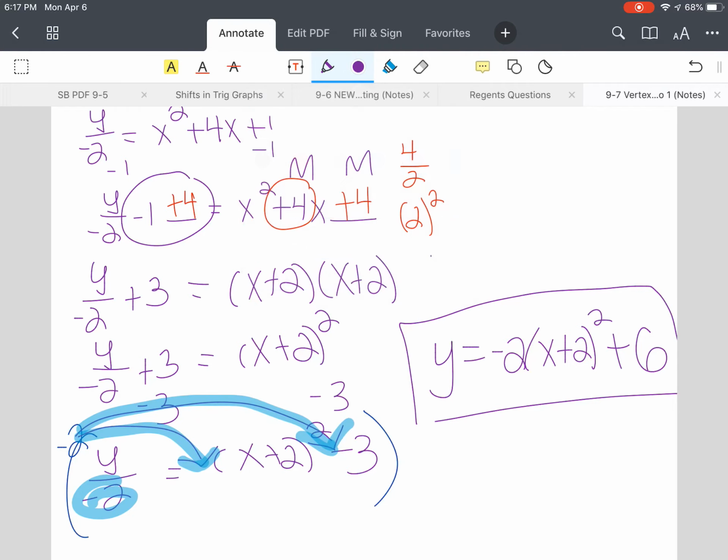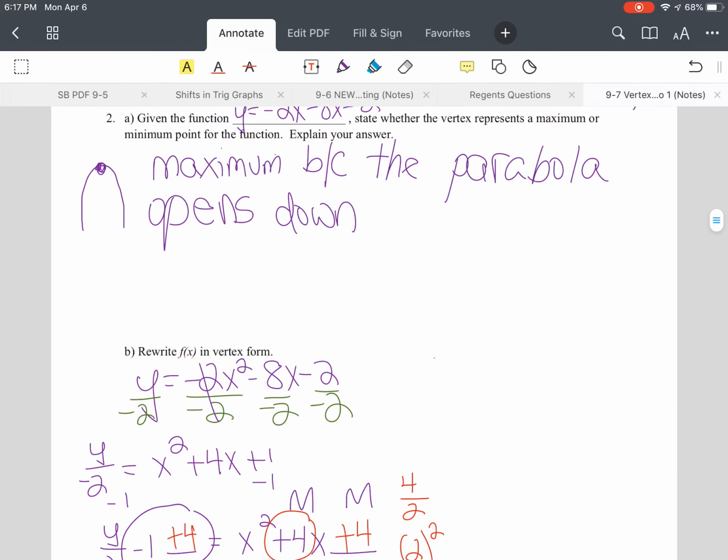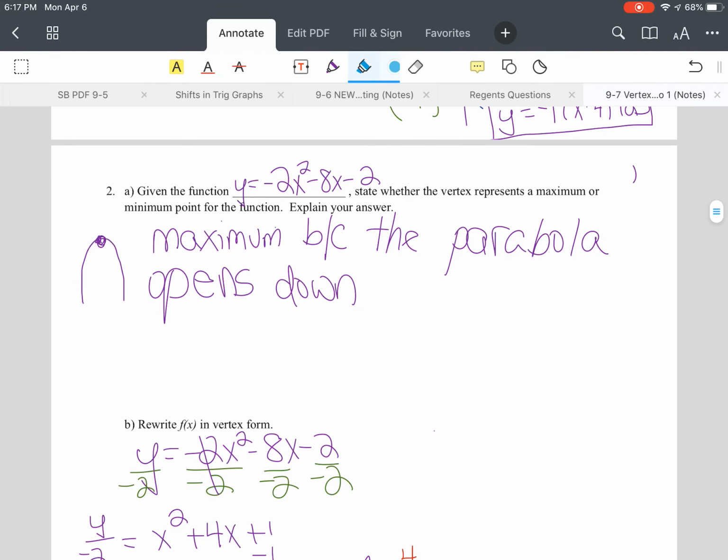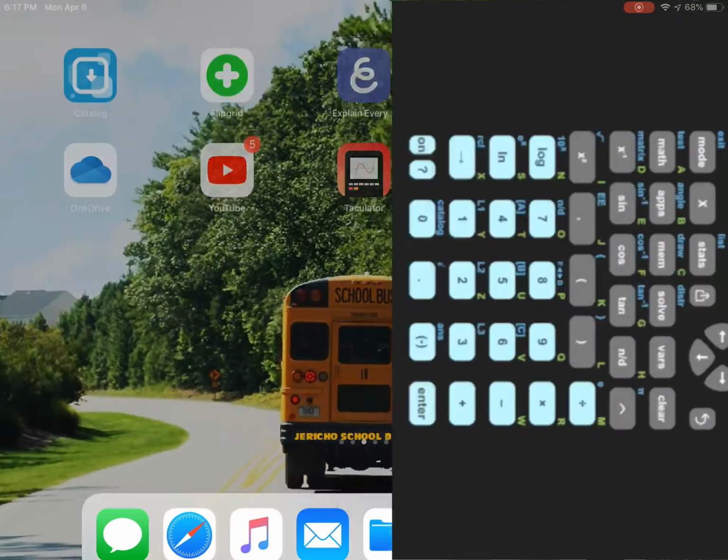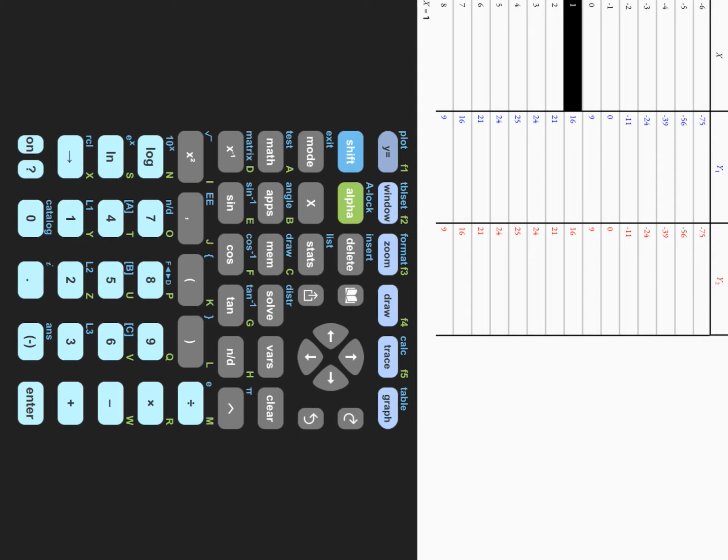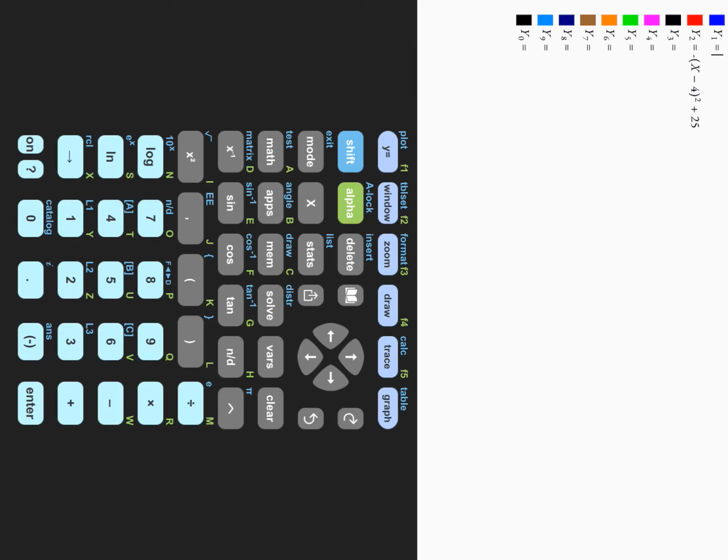In standard form, it is y equals negative 2x squared minus 8x minus 2. And let's just do a quick check again. Let's go to our calculator. Let's go to our y equals, and let's type both of these in.